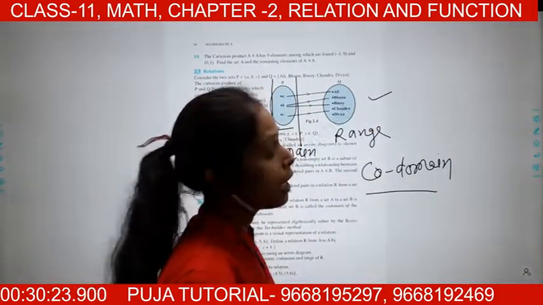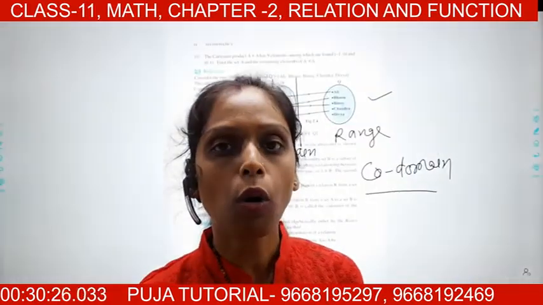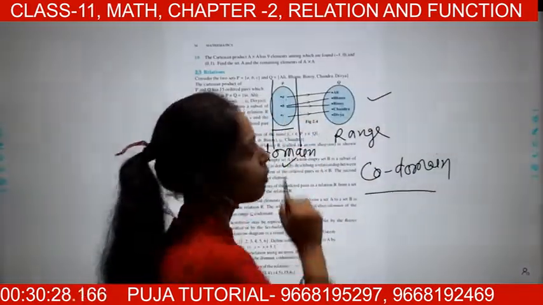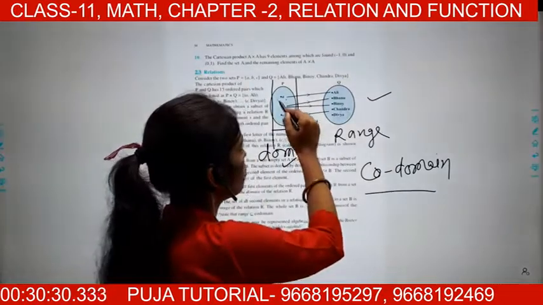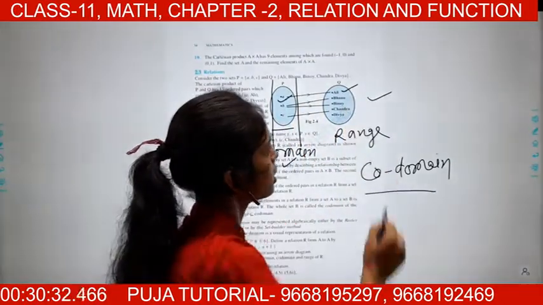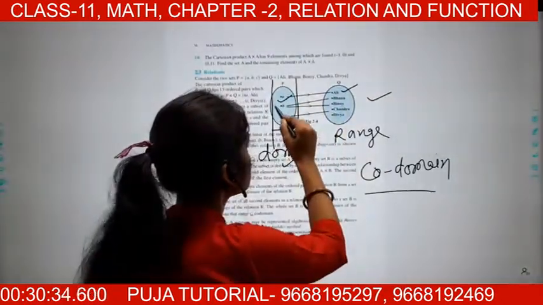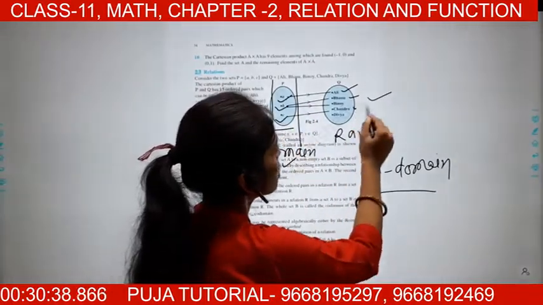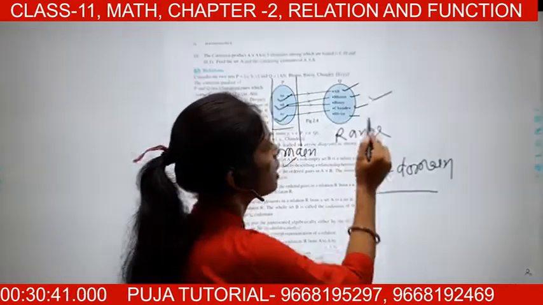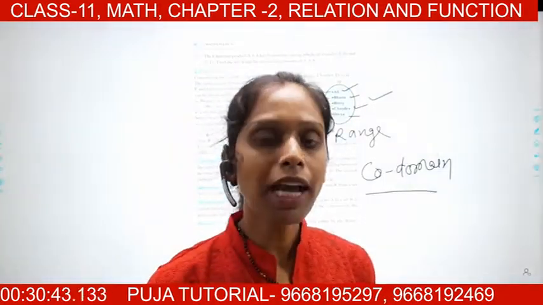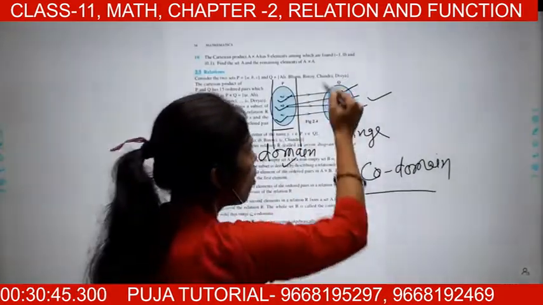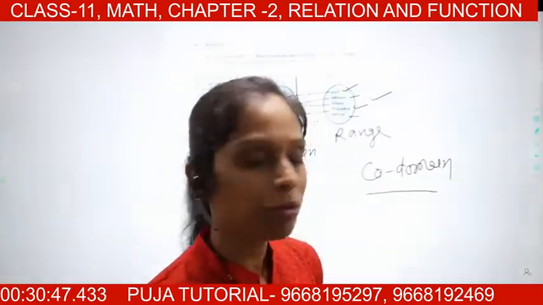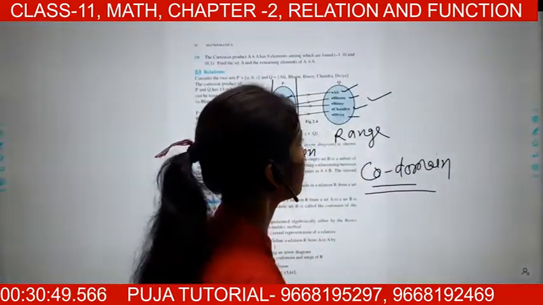Like, every first letter of Ali starts from A. That's why the permissible input is A and its image is Ali. This is B, this image is Bhanu, and C has one image, Chandra. But Divya is left out. Divya is left here. Then all the elements of Q will be called the codomain.